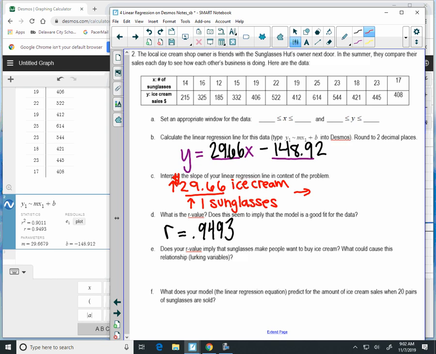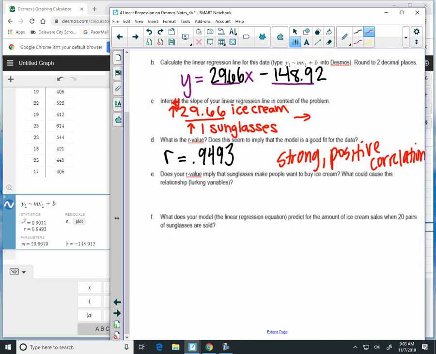Tends to. What does the 0.9493 mean? Good model? Yeah, strong positive. It's a good model. Our two stores could work together to predict their sales.